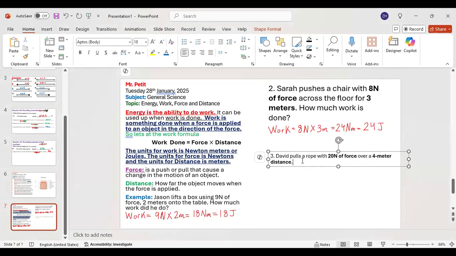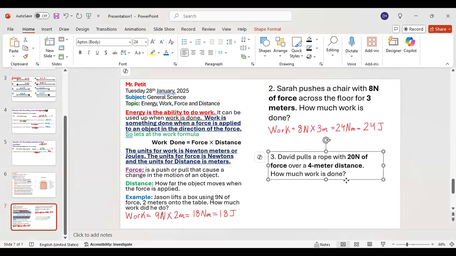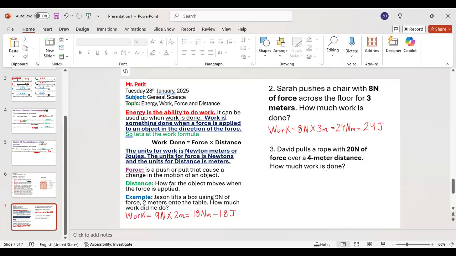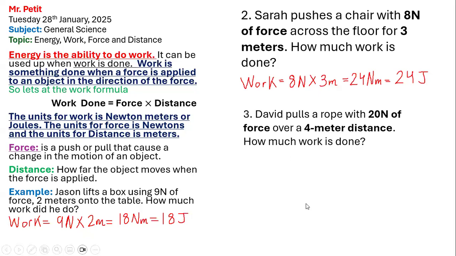David pulls a rope with 20 newtons of force over a 4-meter distance. How much work is done? Type it inside the chat. Please include the units.